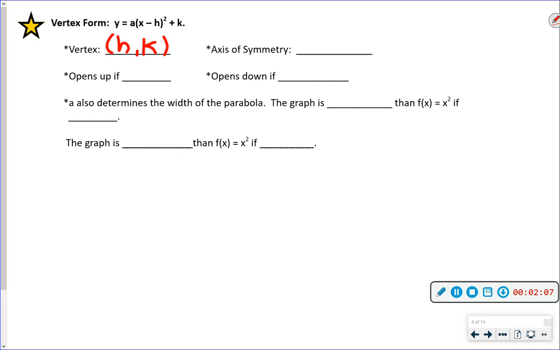Now, I also can tell you some other good fun-filled information. Your parabola is going to open up if a is positive, which we know, that if the lead coefficient's positive, the parabola opens up. It's going to open down if a is negative.